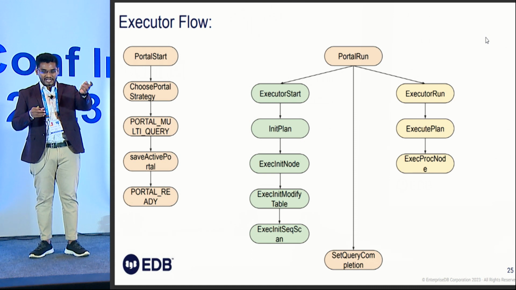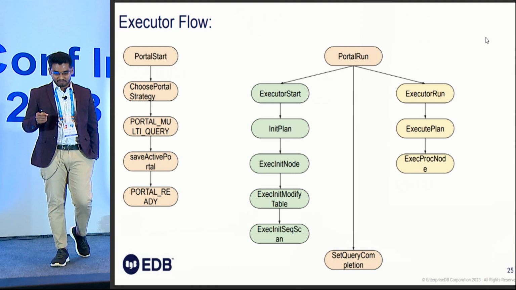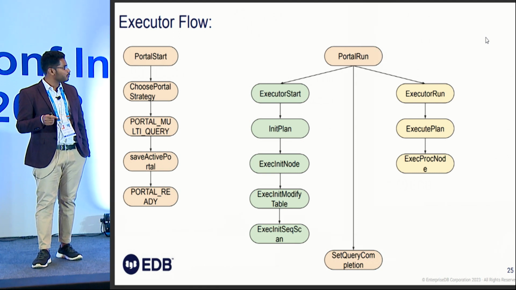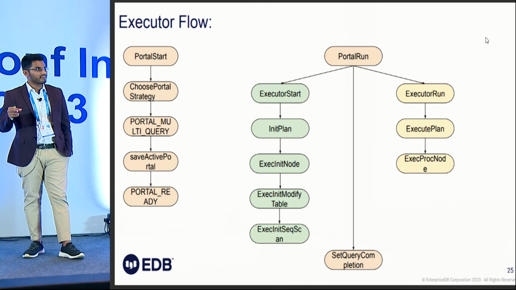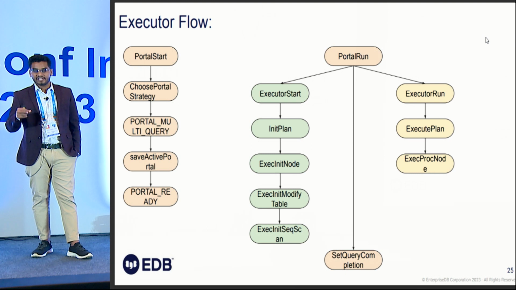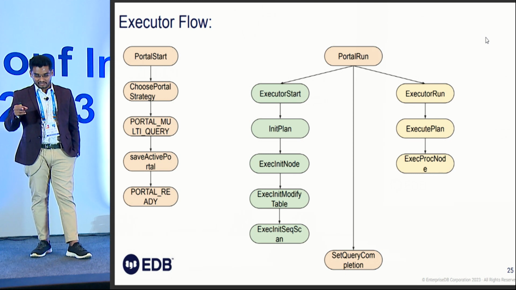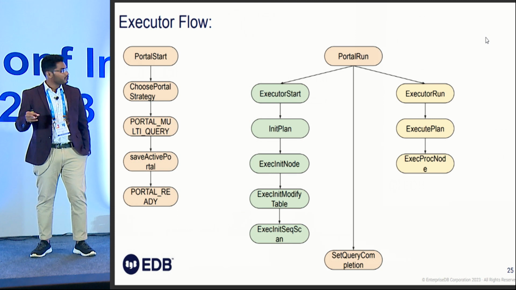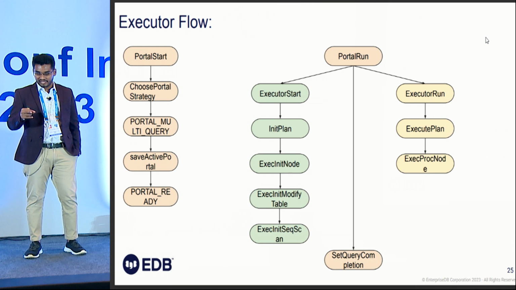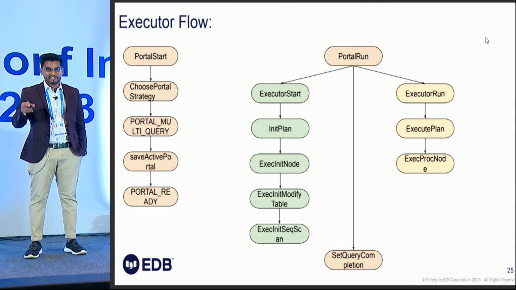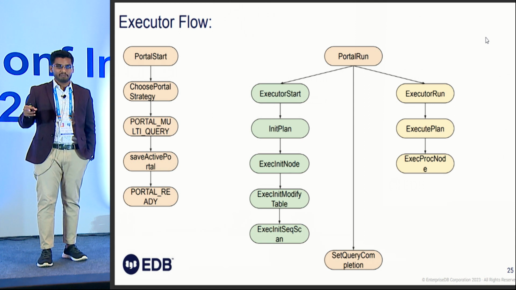In terms of DML queries, in the starting the portal phase it will choose the portal strategy. So it is PORTAL_MULTI_QUERY, and nothing more needs to be done in the portal starting phase in the case of DML queries. Coming to the portal run function, it starts the executor, then initializes the planner, then executes the node, and the important function for DML queries is ExecInitModifyTable. ExecInitModifyTable is the function responsible for executing the DML queries.